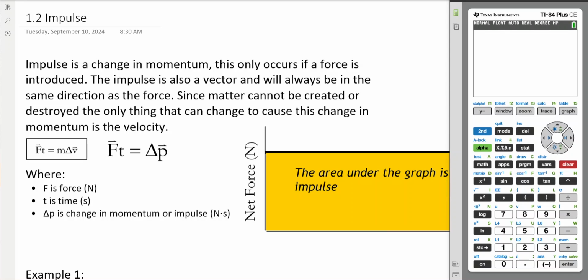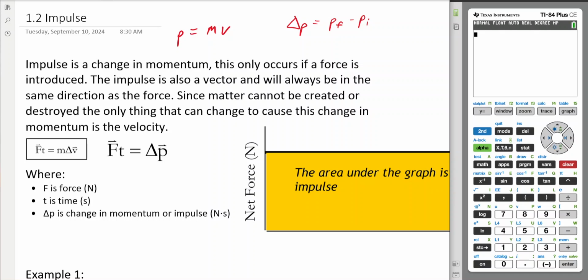Impulse is a change in momentum. So last video we talked about momentum, which is, I'll actually write that formula out right here. P equals mv. But impulse is the change in momentum. So not this formula, but instead this, which is the final minus initial. Okay, so impulse is the change in momentum.